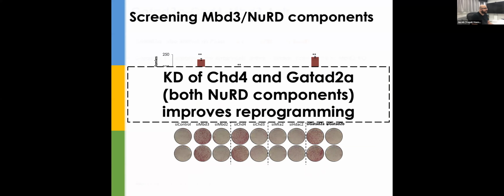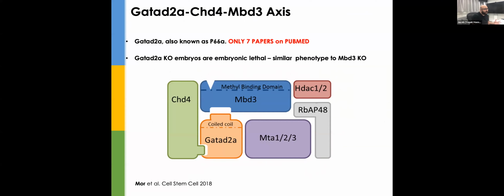So what is Gatad2a? Again, there are only 7 papers on PubMed, and actually 8 because we published since then. It is also known as P66 alpha, and there are very few papers about it, but they are important papers. One paper did the knockout for these embryos, and they also die exactly at the same time where Mbd3 knockouts die, at 4.5 days after implantation.